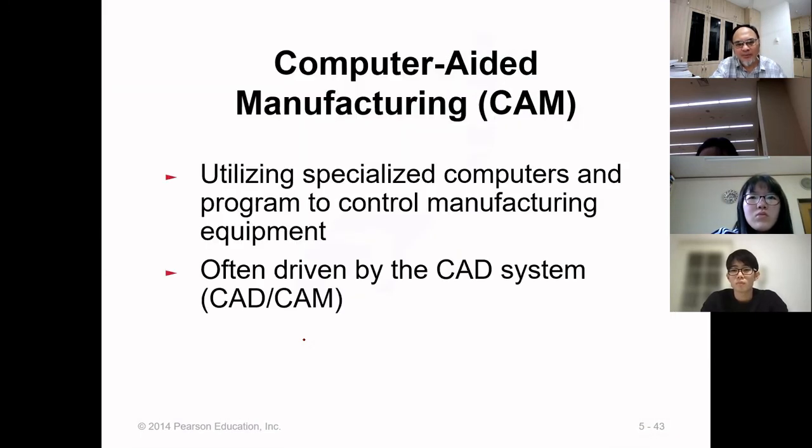So it is known as computer-aided manufacturing. You use specialized computers and programs to control manufacturing equipment. And because it is driven by the CAD system, the computer-aided design system, right?